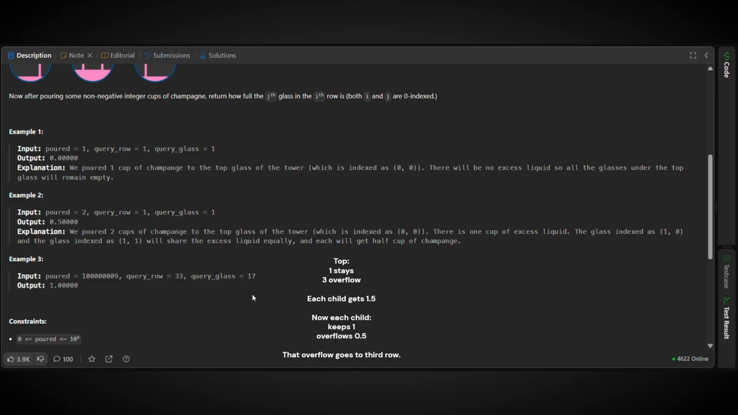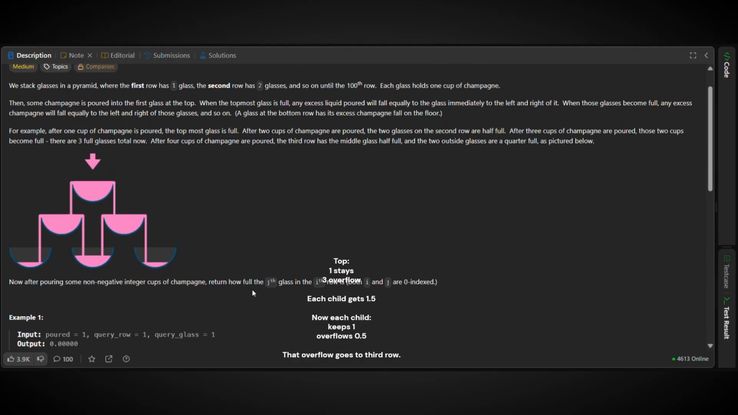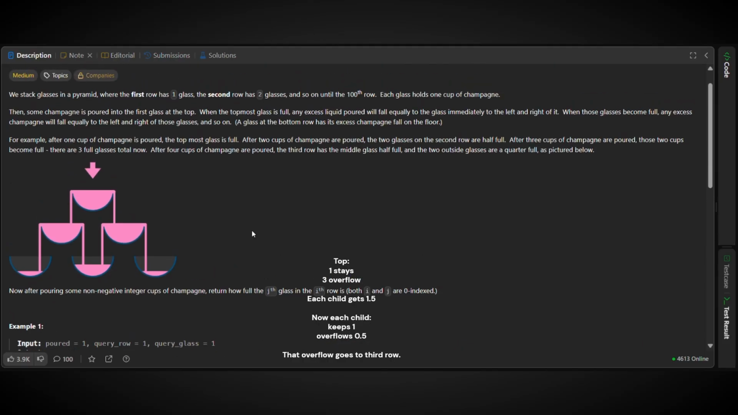Every glass only cares about overflow from above. That's the key. Each glass can hold maximum 1. Only overflow passes down. Overflow equals (amount minus 1) divided by 2. This screams row by row dynamic programming. We create a 2-dimensional triangle.